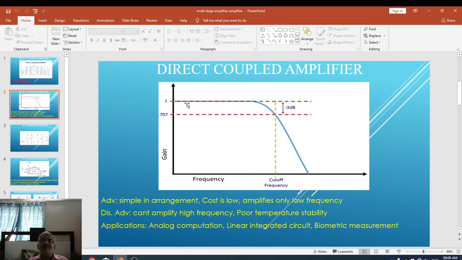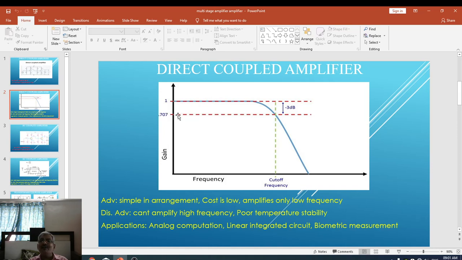If you multiply this maximum voltage gain by 0.707, you are going to get the voltage gain at this particular point. Here the maximum voltage gain is considered as 1. Depending upon your design, this maximum gain is going to be decided, but here for simplicity, we are considering it as 1. If you multiply this 1 with 0.707, you are going to get a gain somewhere on this particular graph.